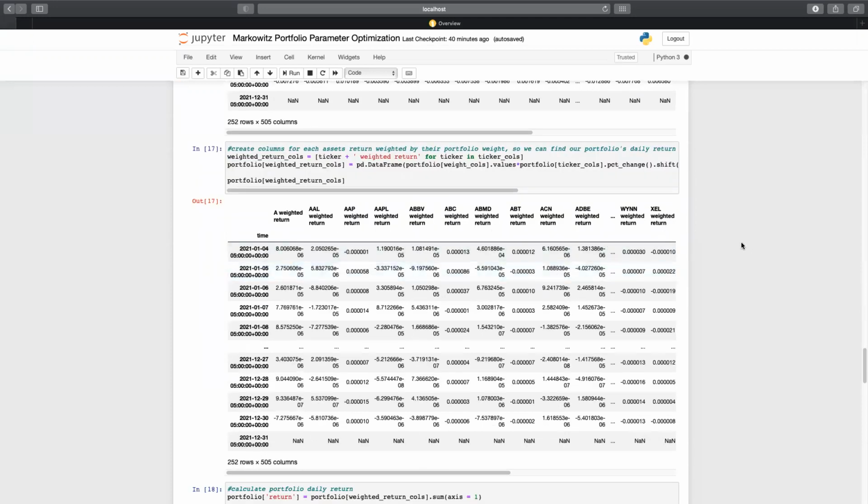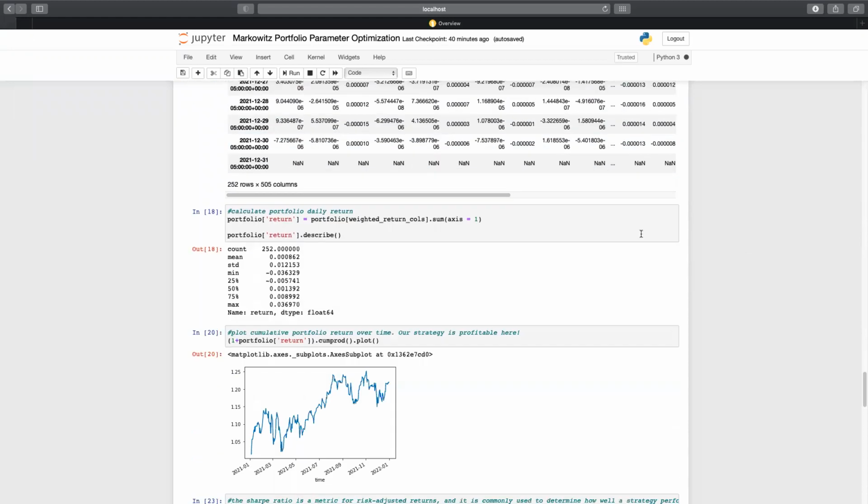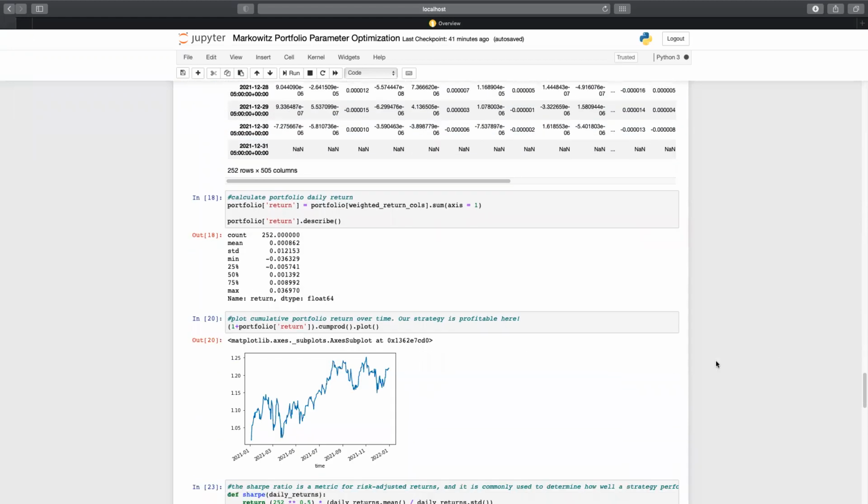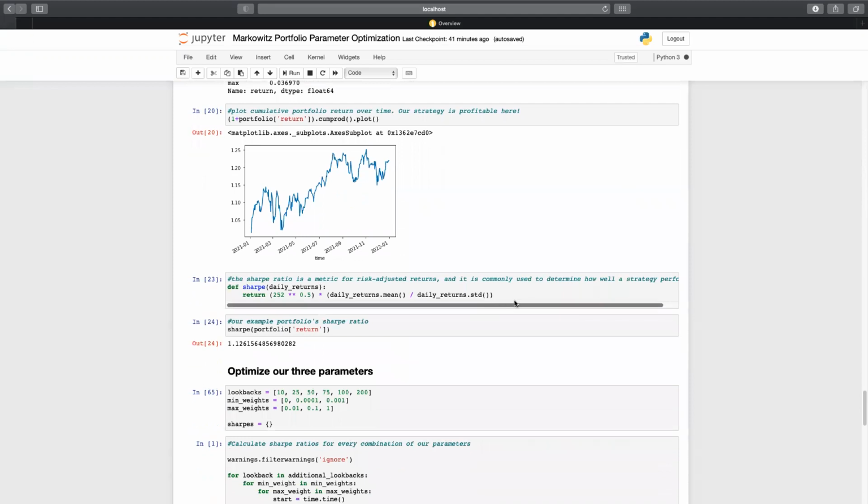And then we can also weight this by the amount of weight that we put into each one of the assets on any given day. And from here, we can see how the portfolio does and even graph this over time. So then what I want to do is look at Sharpe ratio. Sharpe ratio is what determines exactly how a portfolio is doing on a risk-adjusted return basis.